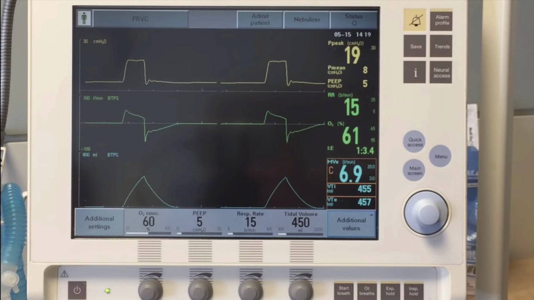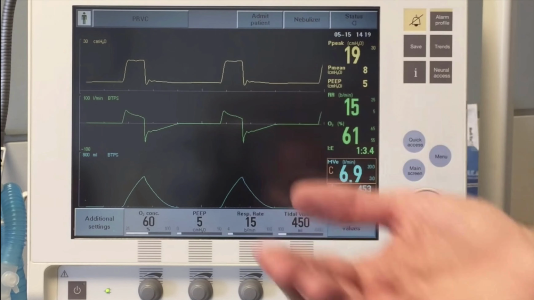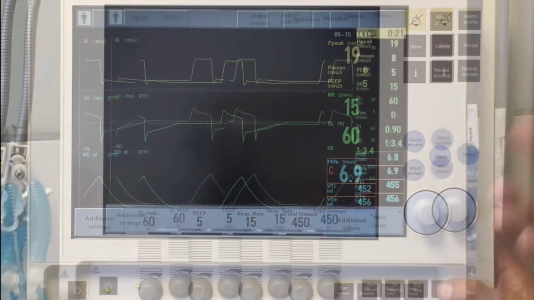Depending on what the arterial blood gas shows, are we overventilating the patient? Are we underventilating the patient? Are we oversedating the patient?